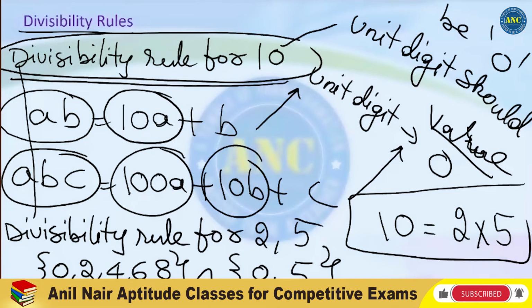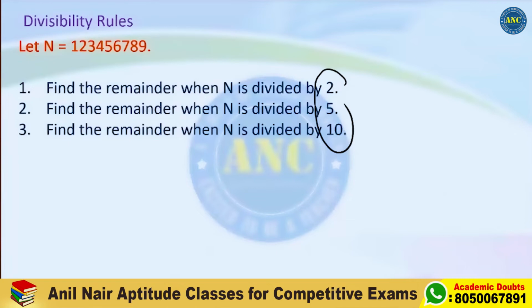So the divisibility rule for 10 is that the unit digit should be 0. I hope the concept is clear. Now the questions can be solved very easily. Find the remainder when the number is divided by 2.